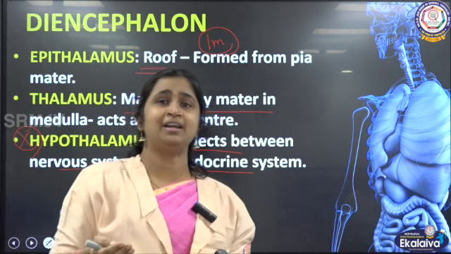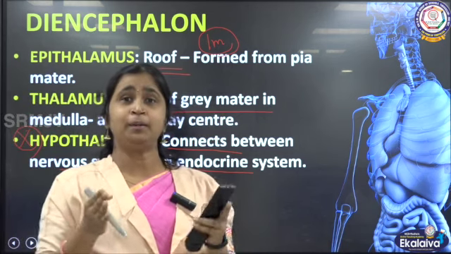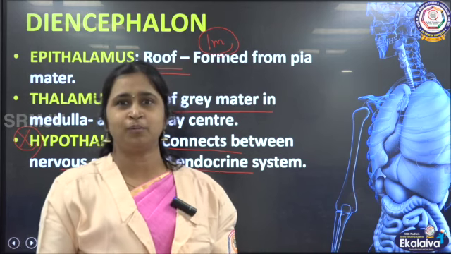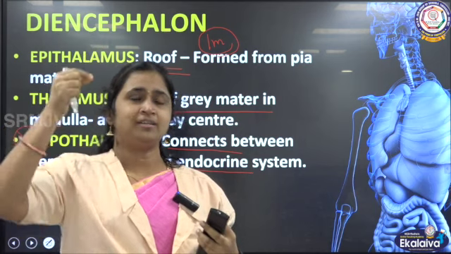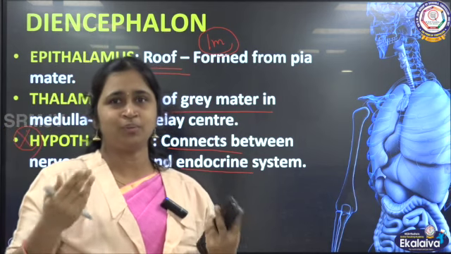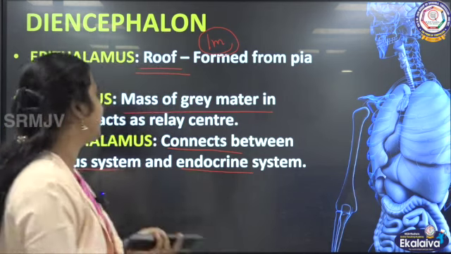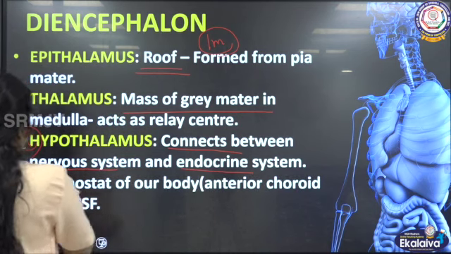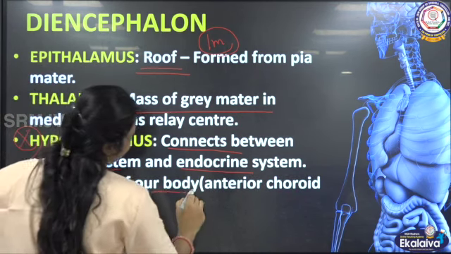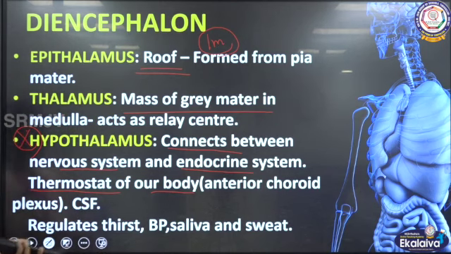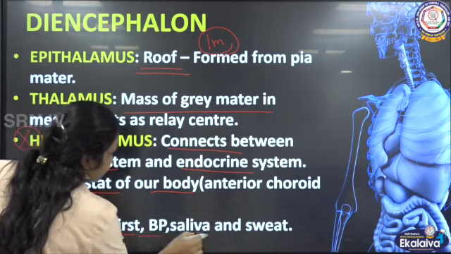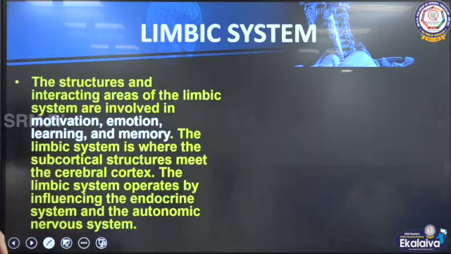So, again, hypothalamus is acting as a headmaster, we can say. Actually, we call the pituitary gland a master gland. Okay, pituitary by itself is not going to control the body. It is getting information from the other part, that you call the hypothalamus. So, we can call it a headmaster. Another function, thermostat of our body. Okay, it regulates the thermostat also, as well as thirst, BP, saliva and sweat.